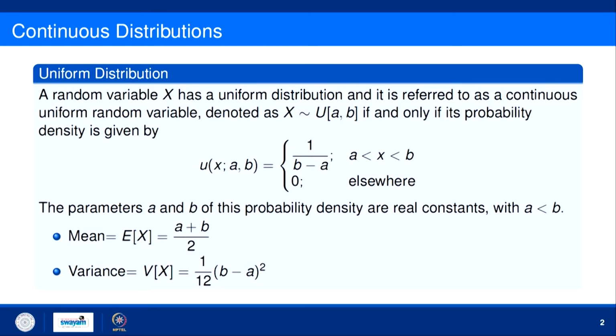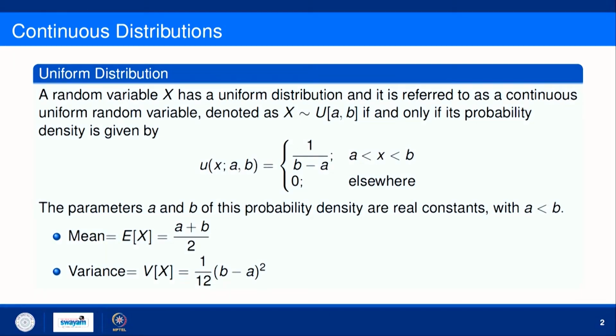So what is a uniform distribution function? A random variable x has a uniform distribution and is referred to as a continuous uniform random variable, denoted by x ~ U(a, b). Its probability density is given by 1 upon b minus a when x is between a to b, and 0 otherwise. So U(a, b) is simply a notation for the uniform distribution in an interval a to b, and it is defined as 1 upon b minus a when x is between a to b and 0 otherwise. So a and b are the two parameters of this continuous distribution function.